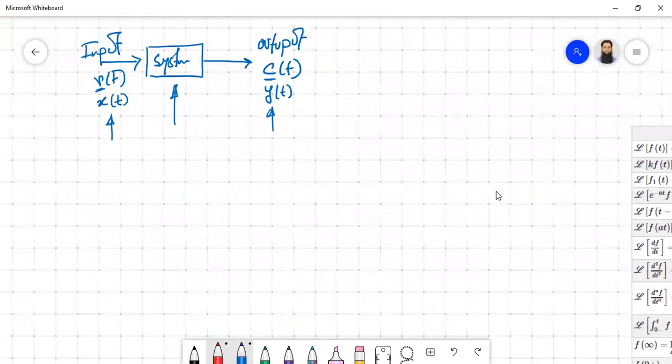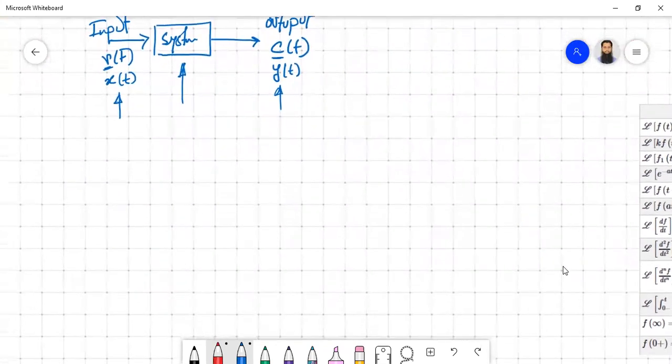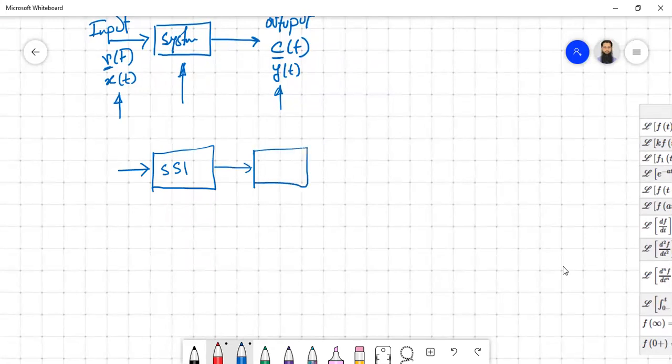In that case, we can also have something like this, cascaded form maybe. So this is your subsystem 1, this is your subsystem 2, this is your subsystem 3. So maybe multiple of them are available. And then finally this is your input and output.